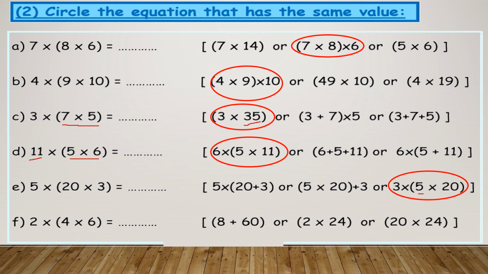2 by 4 by 6 will give you the same result as 2 by 24, because I multiplied here 4 by 6, it will give you 24. So 2 by 24 is the same result.